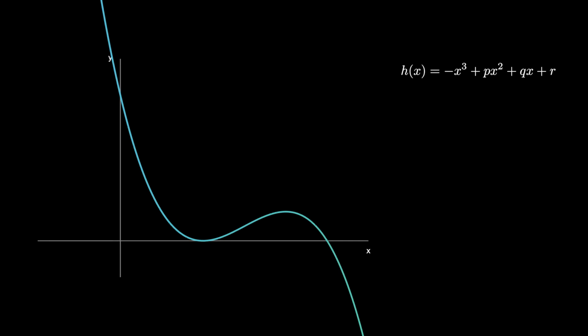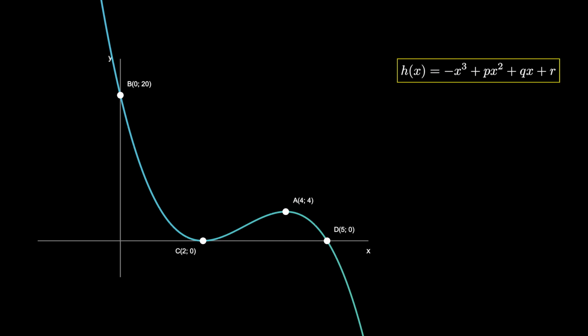We are given the function h of x equals negative x cubed plus px squared plus qx plus r. Now, the graph of this function is drawn, and we are told three important things. First, the x-intercepts are at c, which is the point 2, 0, and d, which is the point 5, 0. Second, b is the y-intercept. That is where the graph crosses the y-axis. Third, a and c are the turning points of the graph. Turning points are where the graph changes direction, from going up to going down, or the other way around.